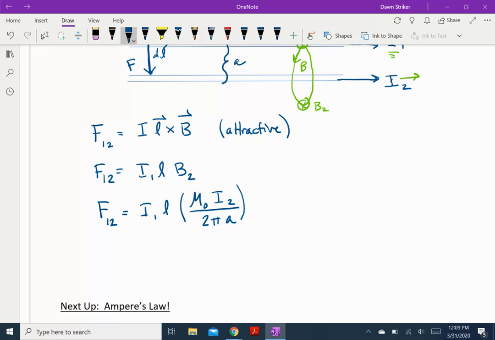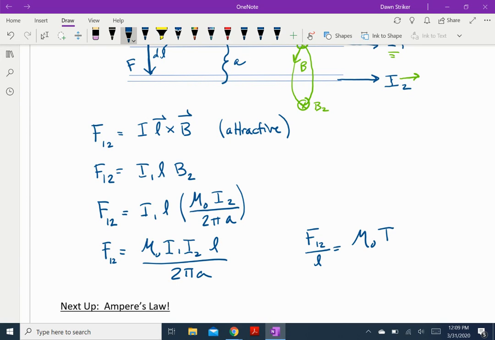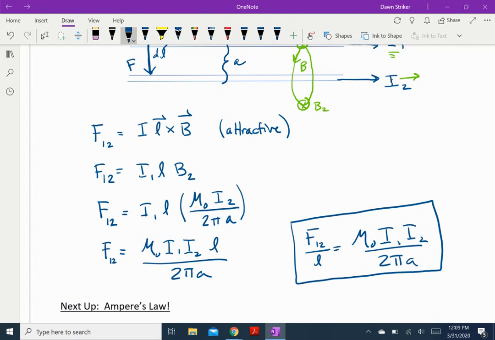All right, cleaning that up one more time. F12 is equal to mu sub 0 times I1 times I2 times the length of the wire divided by 2 pi A. That's the total force acting on wire 1. A little more useful is the force per unit length. The force per unit length is mu sub 0 I1 I2 over 2 pi A. This gives me the force that acts on each meter of that wire. All right, pretty cool stuff.